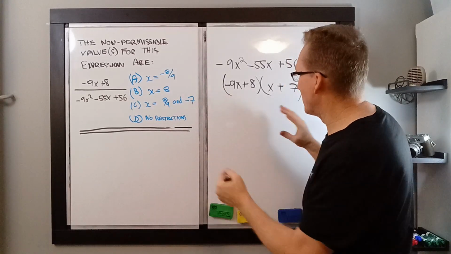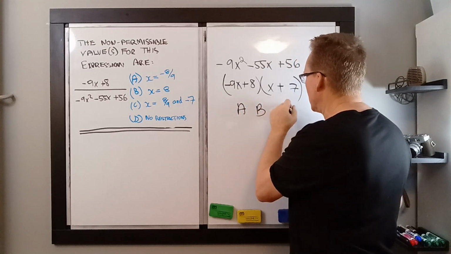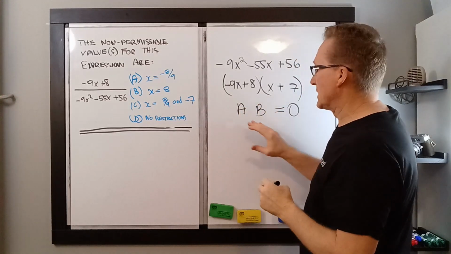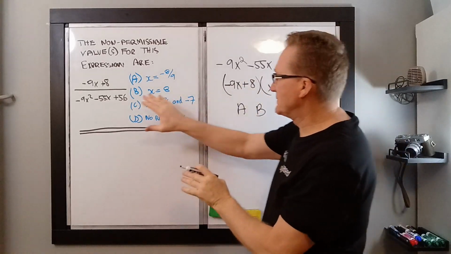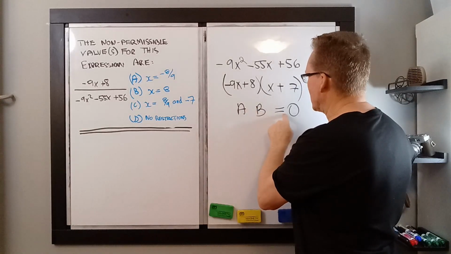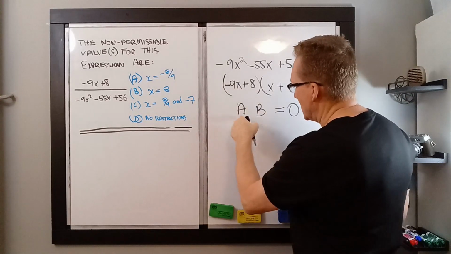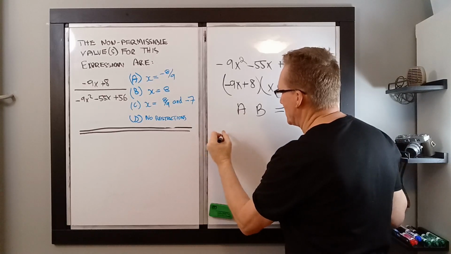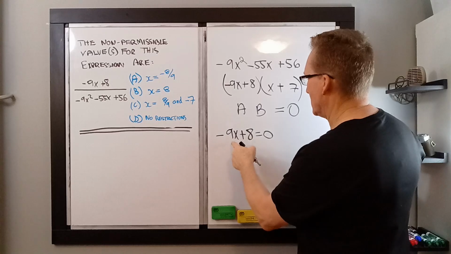So if this works now, what we need to do is we have two things multiplied together, and we want to find out when they are equal to 0. Because when this whole expression is equal to 0, that gives you values that are not permitted in the denominator. So if a times b is equal to 0, then either a has to equal 0 or b has to equal 0. For a to equal 0, it means minus 9x plus 8 has to equal 0. So you have this here.